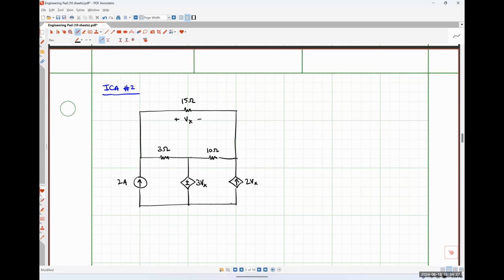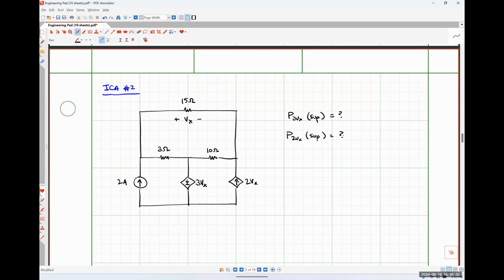All right, so in this particular problem, we are asked to use nodal analysis and determine the power supplied by the dependent sources. Here on the right-hand side, I'm going to put P3V supplied equals question mark and P2Vx supplied is equal to question mark to remind us of what exactly it is that we're trying to do.